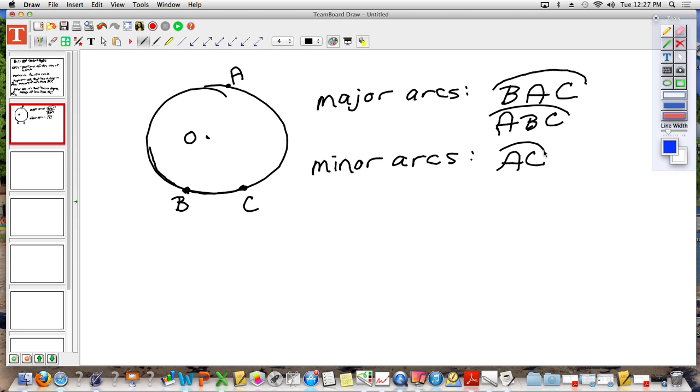BC. BC, very good. I think I just said a minute ago that we have more options for minor arcs. I don't think we do. I think those are the only 2. So I was wrong when I said that. B to C is your other minor arc, and those are the only arcs that you have in this picture.